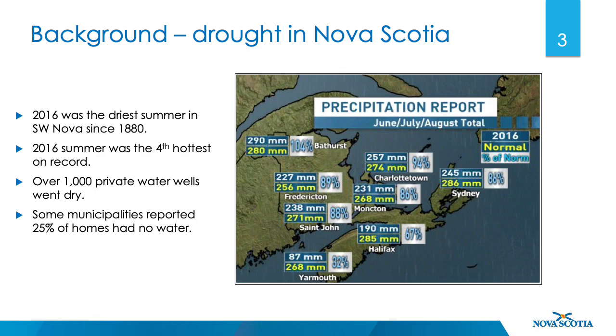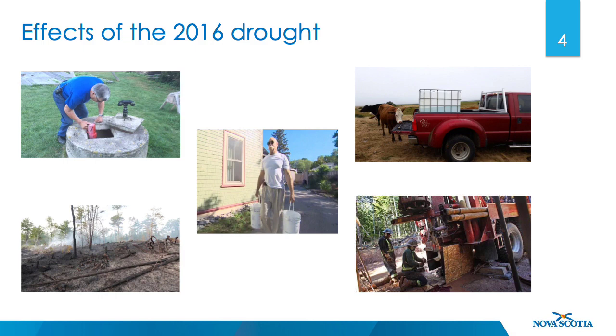And climate scientists tell us that we should expect more seasonal droughts like this in the future because of climate change. And here we see a few pictures of some of the effects of the 2016 drought in Nova Scotia, including the effect of forest fires and also water shortages. You can see pictures of people checking the water level in their well to see how much water they have left. People hauling water to their neighbors whose wells have gone dry. Other people providing water to their livestock, and also well drillers who were very busy that summer replacing shallow wells that had gone dry with deeper drilled wells.